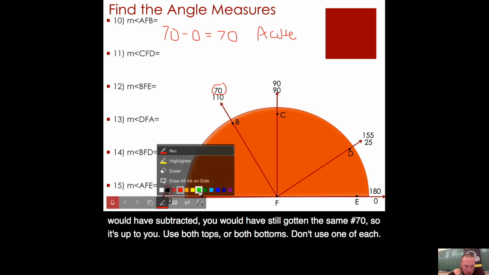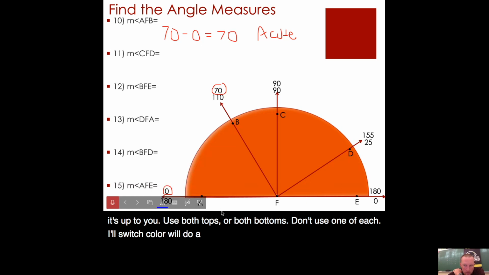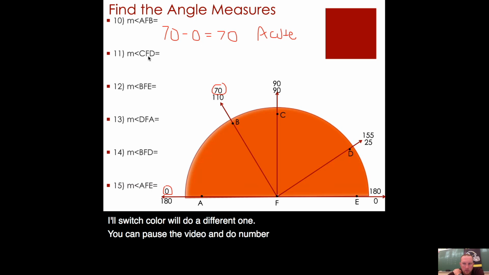Okay, I'll switch color and we'll do a different one. Actually, you can pause the video and do number 11. We'll do number 12 together.